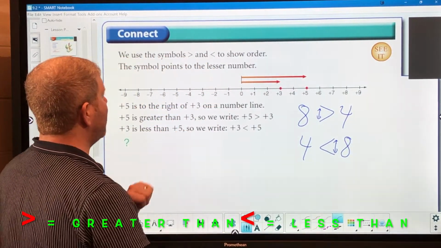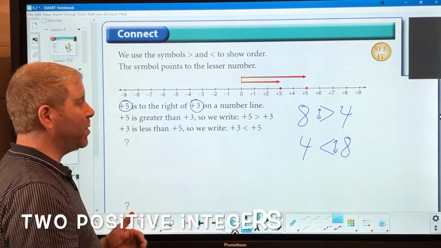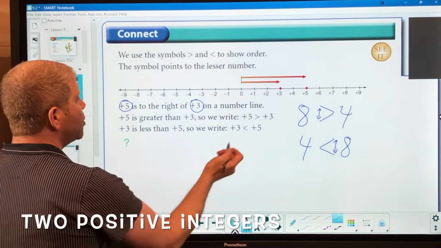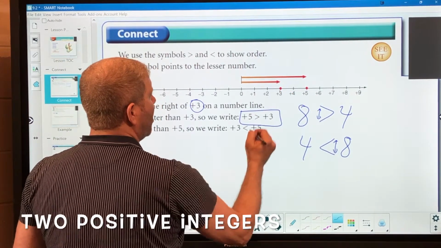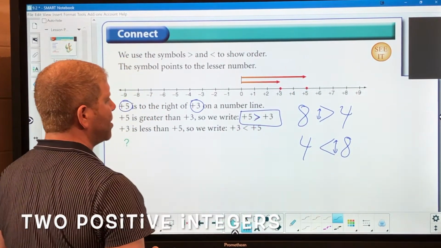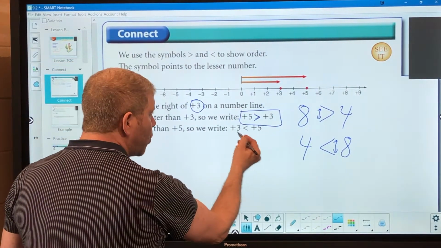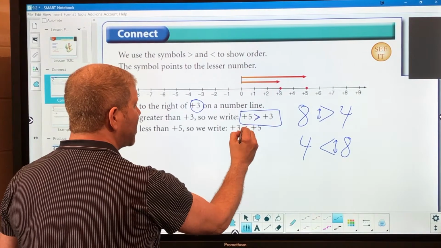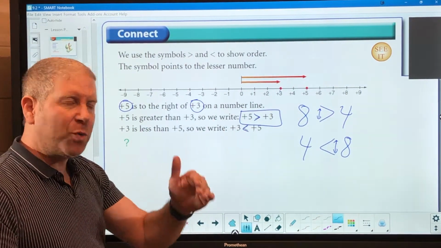Now let's look at these numbers here. In the first example, I've got positive 5 and positive 3, two positive integers. So we would say that positive 5, because it's larger than positive 3, is greater than positive 3. Conversely, we could write it the other way around. We could switch places and say positive 3 is actually also less than positive 5. So this is an example where we have two positive integers.